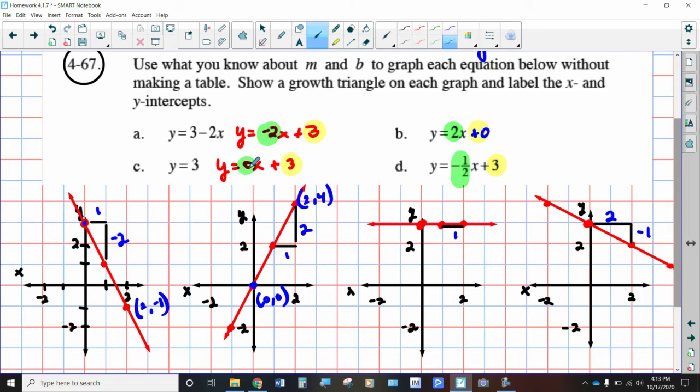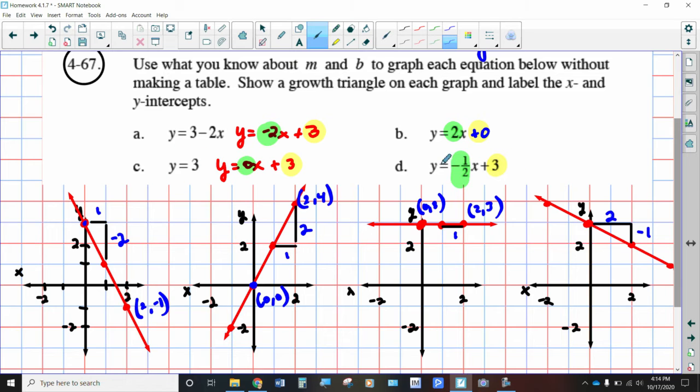For C, the growth rate was 0, so that means it's going to be a horizontal line. It's never going to go up. It'll go to the right or to the left, but it won't go up or down. So that with a slope of 0, y is always equal to 3 for every one of these points. So the y-intercept is at 0, 3. This point is 1, 3. This point there is 2, 3. Every single point on that line has something in common. They all have y being equal to 3.